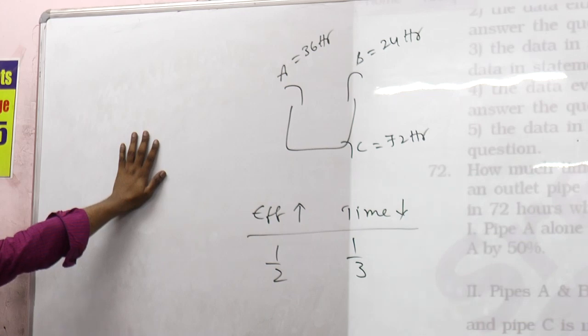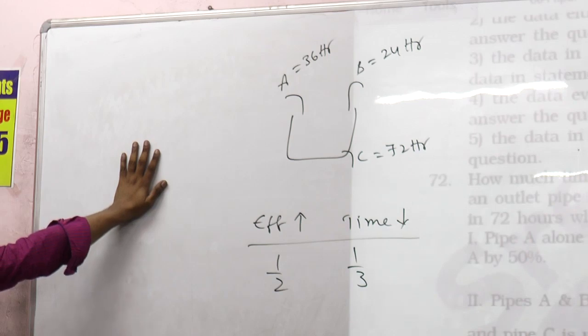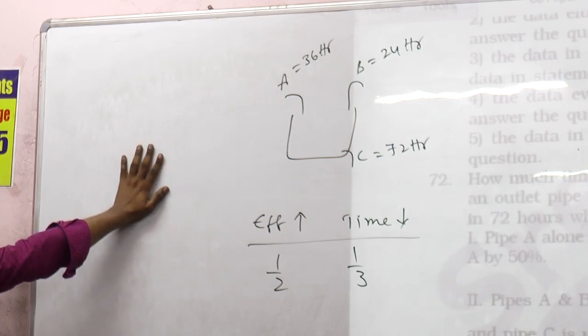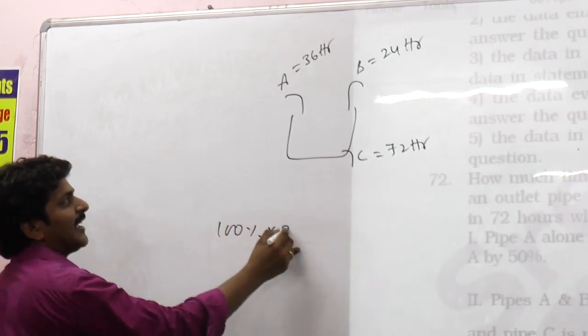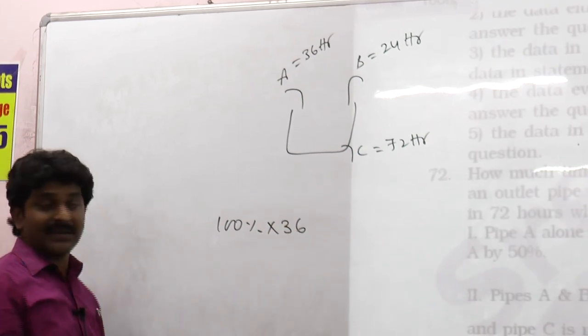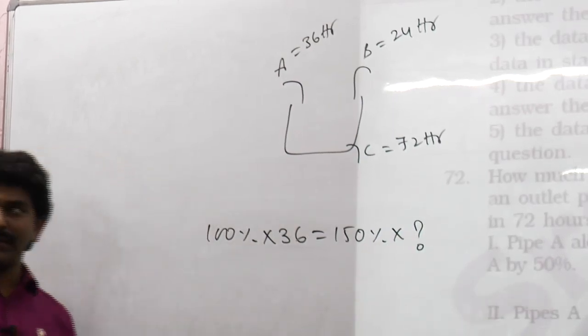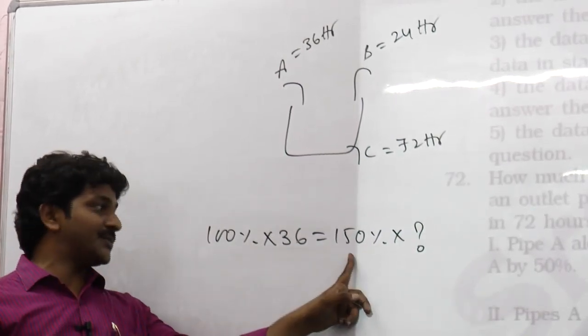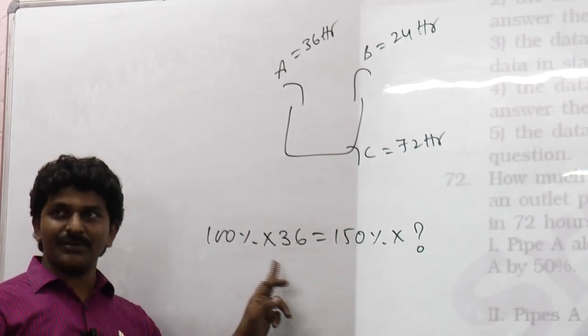If it has to fill in 18 hours, then pipe B's capacity should be 2 times the capacity of pipe A. To do it in half the time, it must work with double efficiency. Otherwise, working with 100% efficiency, A can fill the tank in 36 hours. Working with 150% efficiency, the time taken by B to fill the tank is 2 by 3 times, 12 less, 36 to 24.